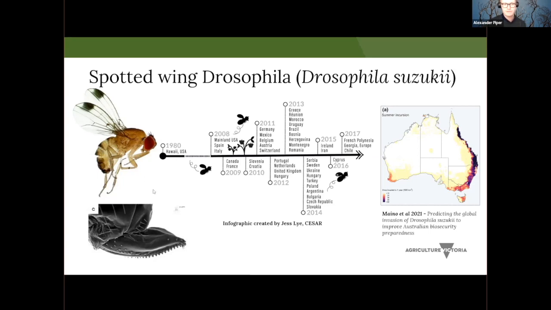Now, unlike a lot of the native Drosophila we get in Australia, this is actually a pest of crops, and that's because it's got this serrated ovipositor that allows the females to lay their eggs in ripe fruit while they're still on the tree. Now, there was some great recent modeling done by James Maino at CESAR, looking at what would happen if spotted wing was introduced into Australia. And you can see there's a lot of chance of establishment and spread down the East Coast. So this shows that if we do get an introduction, we need to detect it early if we're going to have any hope of containing and controlling it.